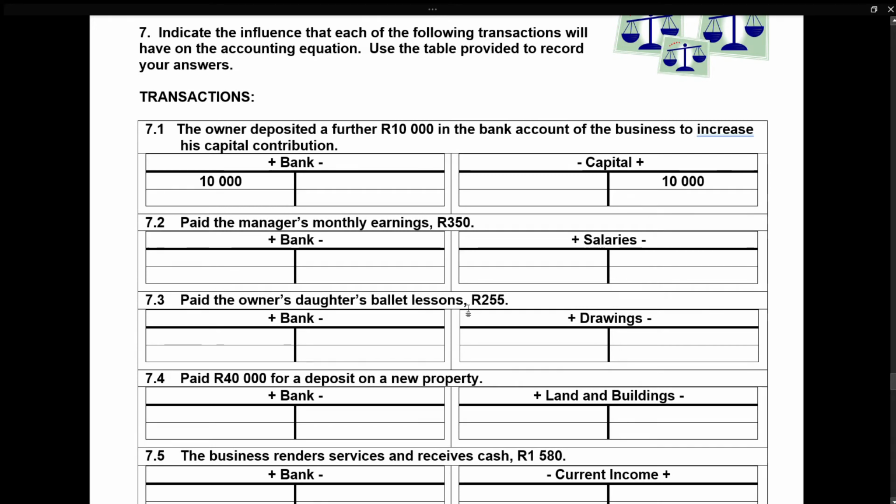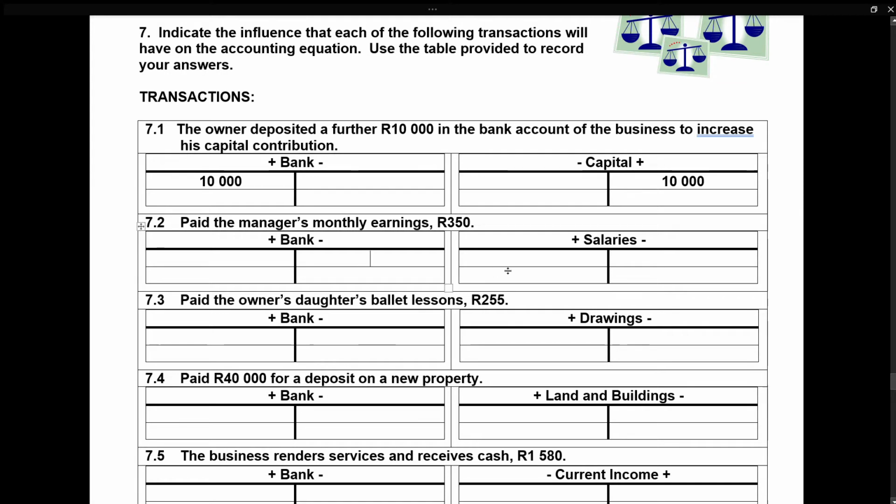Paid the manager's monthly earnings. Monthly earnings is salaries. Right, so let's identify the two accounts we're working with. I already said salaries is one, the other one is bank. In grade 8 we're just doing cash transactions, therefore one of the two accounts will always be bank in grade 8. Right, so we are paying money.